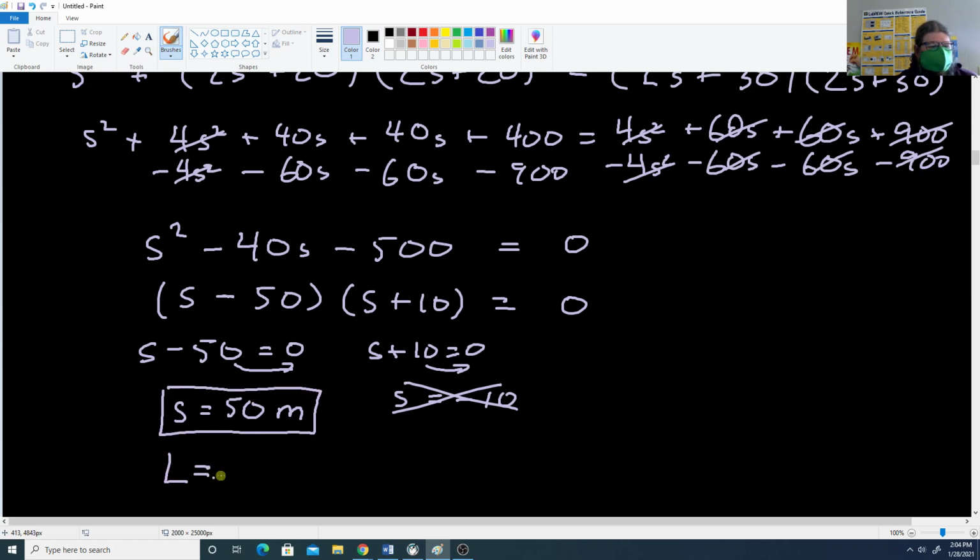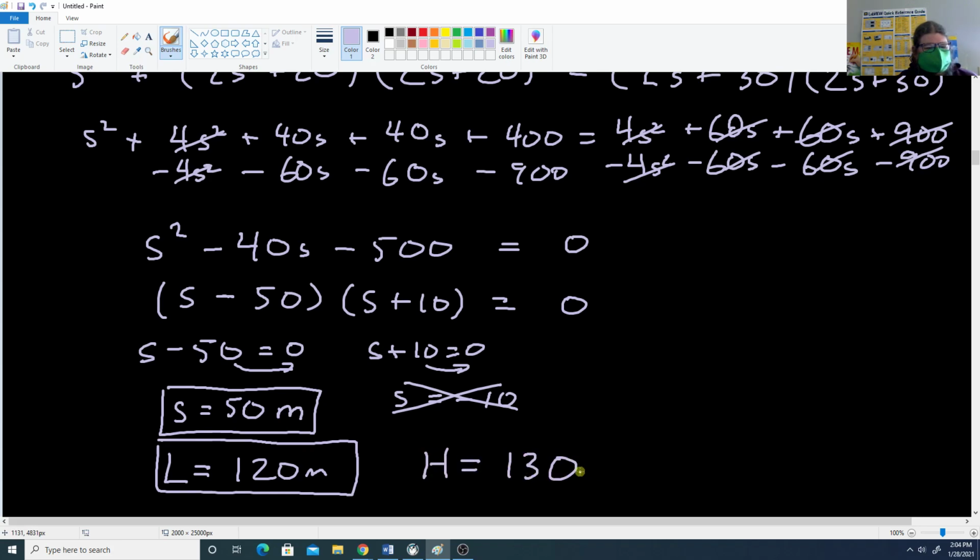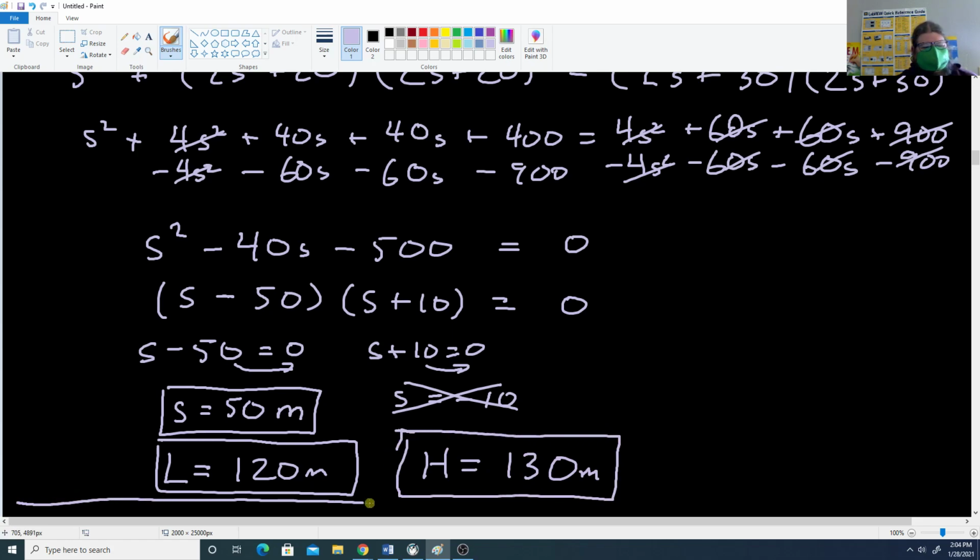The longer leg was twice the shorter plus 20. So twice 50 is 100 plus 20 says 120 meters is the length of the longer leg. Then the hypotenuse was 10 meters longer than the longer leg. So 130 meters would be the hypotenuse. And at this point, we've got all the information we needed taken care of and totaled up, and we found the lot dimensions.